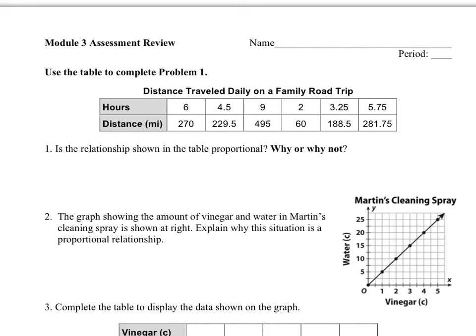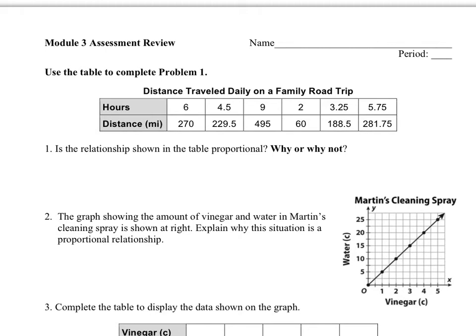All right, this is your Module 3 assessment review, so I'm going to go over the answers for these. So, use the table to complete problem 1. Is this relationship in the table proportional? Why or why not? So remember, in order to be a proportional relationship, it has to go through 0, 0 and have a constant rate of change.